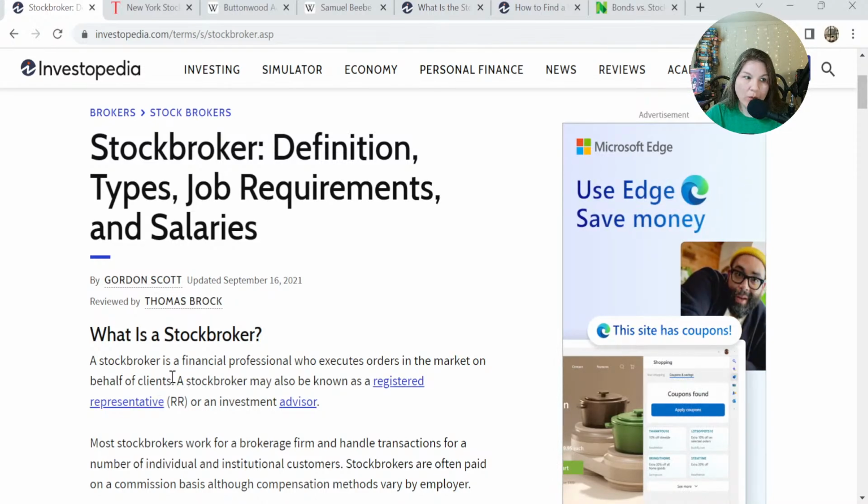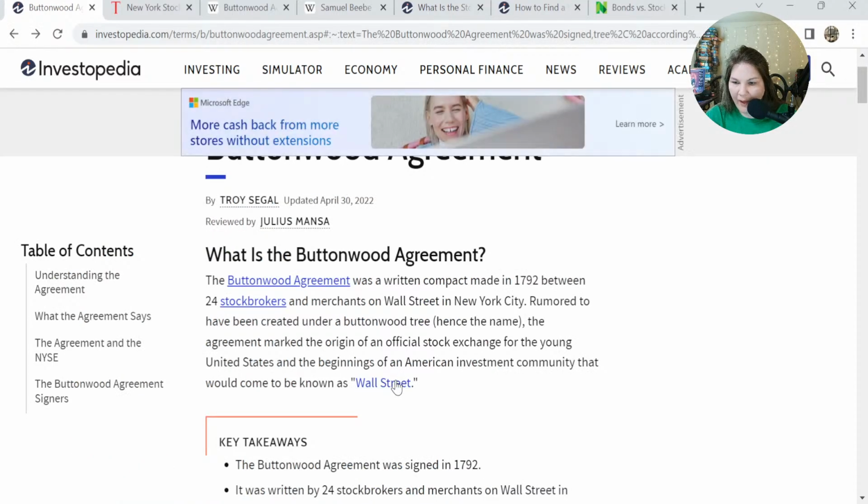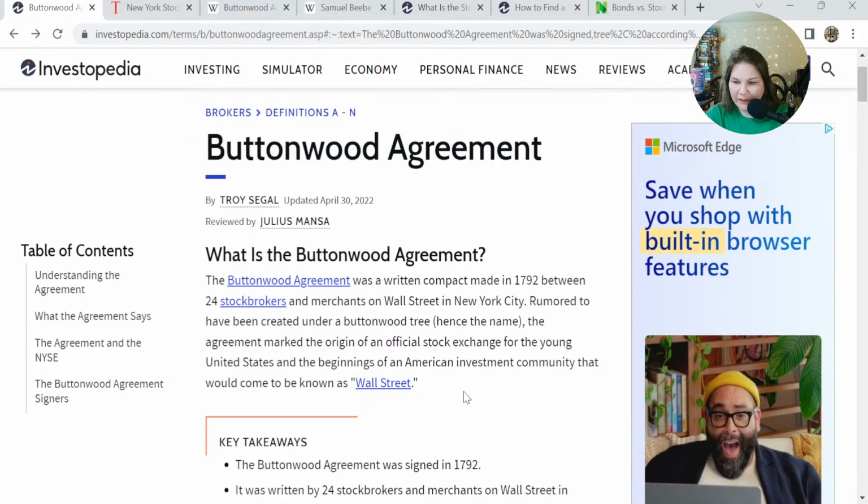So when I say I want to get into the stock market, I do not want to be a stockbroker. We can cross it off my list. I know I don't want to do that. Most stockbrokers work for a brokerage firm and handle transactions for a number of individual and institutional customers. I just want to do my own type of trades for my own type of economic freedom. I don't want to work for a company and do any financial professional stockbroking market things. That's a definite, guys. I know that. Whew. Cross one off the list.